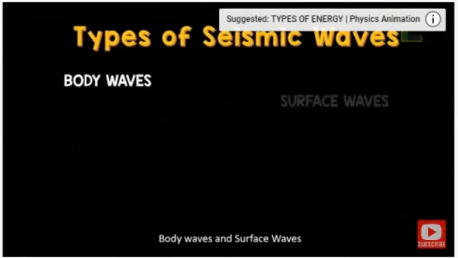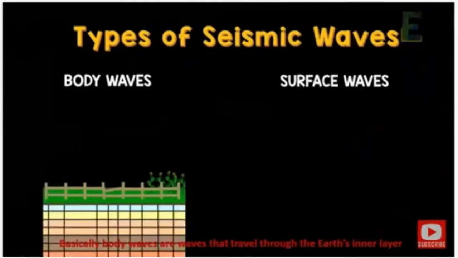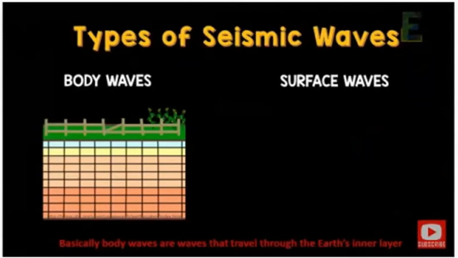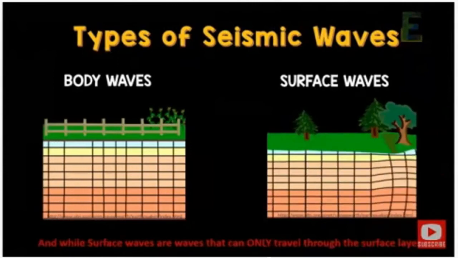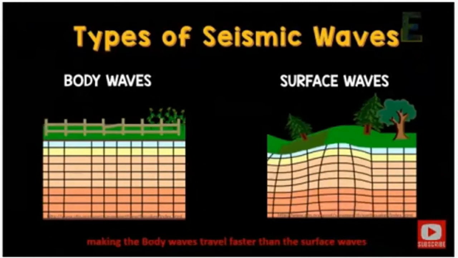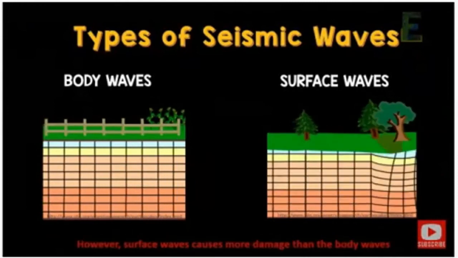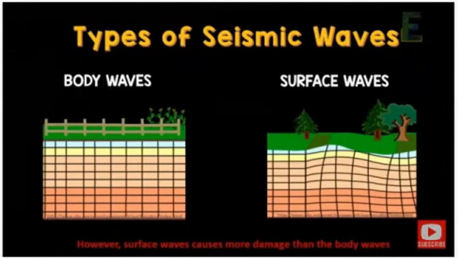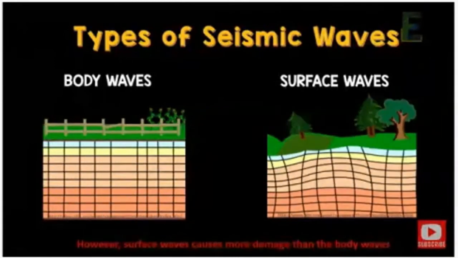There are two types of seismic waves, body waves and surface waves. Basically, body waves are waves that travel through the Earth's inner layer, while surface waves are waves that can only travel through the surface layer, making the body waves travel faster than the surface waves. However, surface waves cause more damage than the body waves.